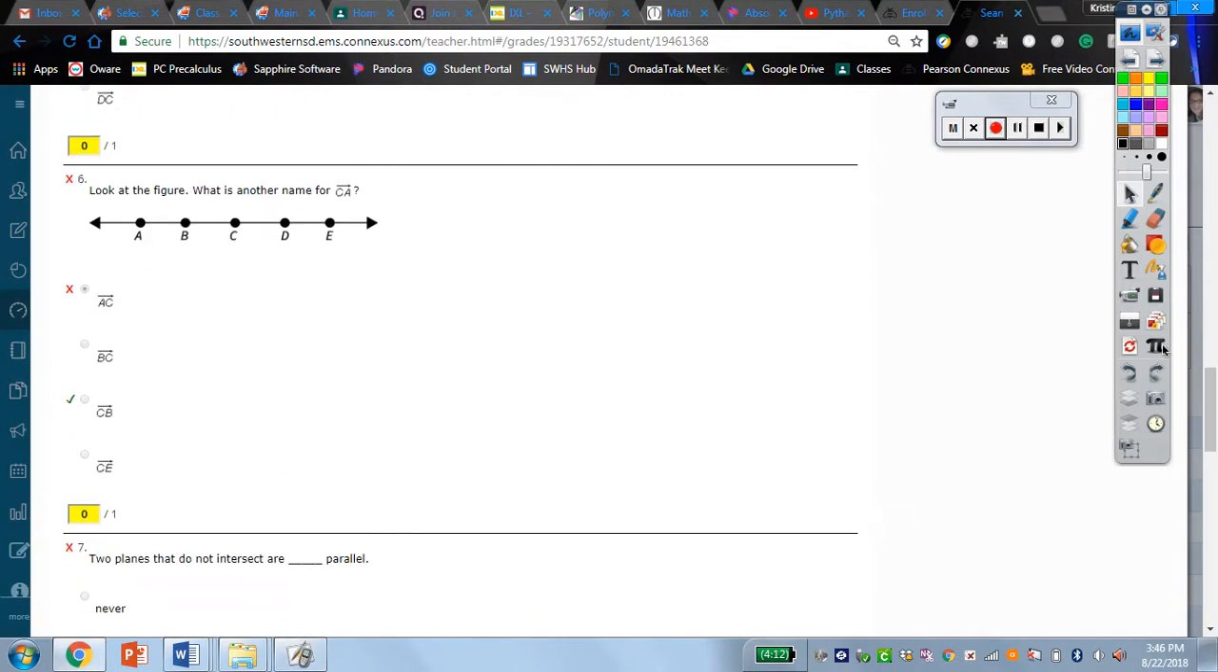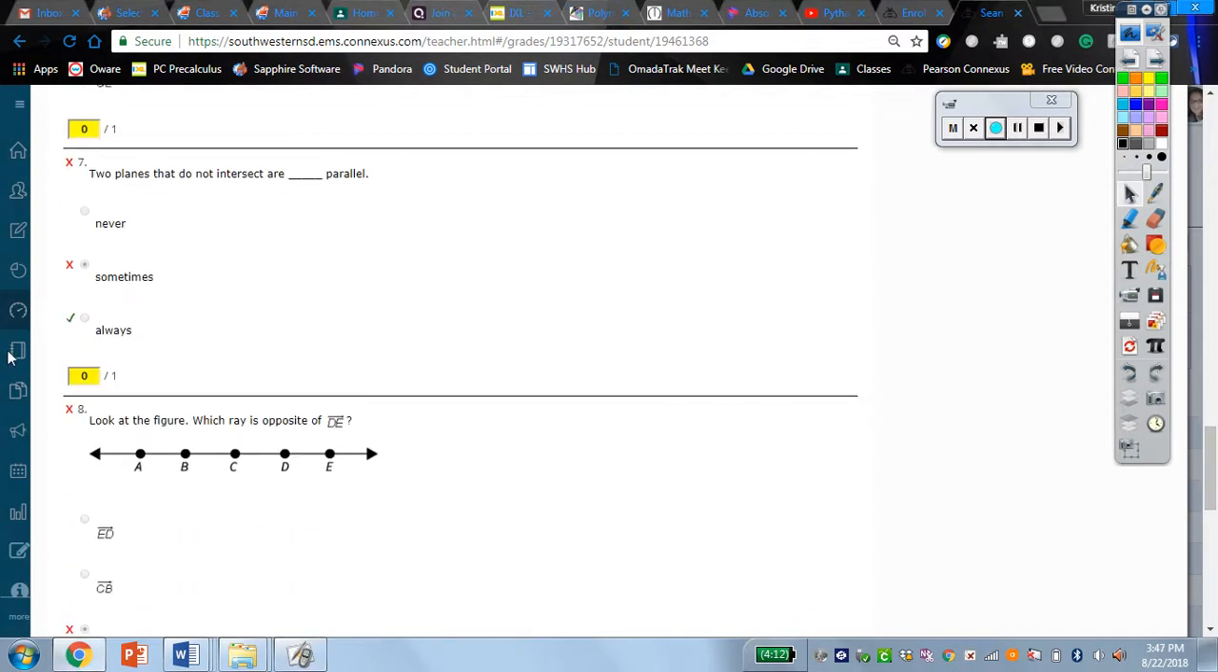The next question is the same thing. What's another name for ray CA? Ray CA starts at C and moves in the A direction. So another name for this ray would be starting at C and then going towards B. So that's why it's down here. Starting at C, going towards B.